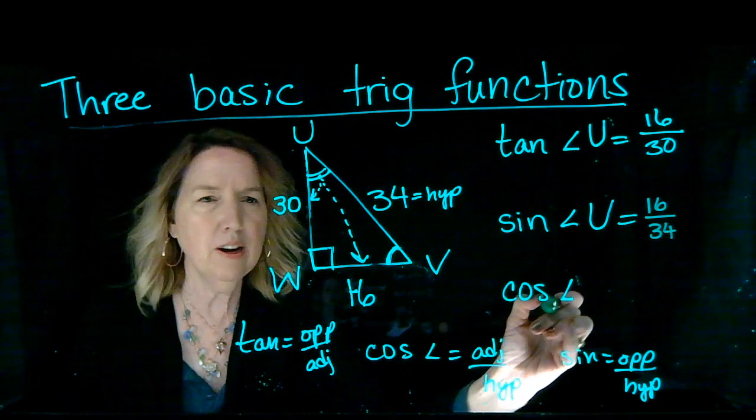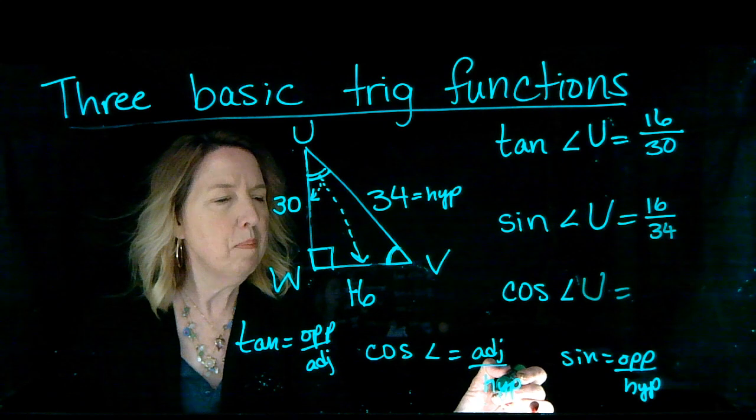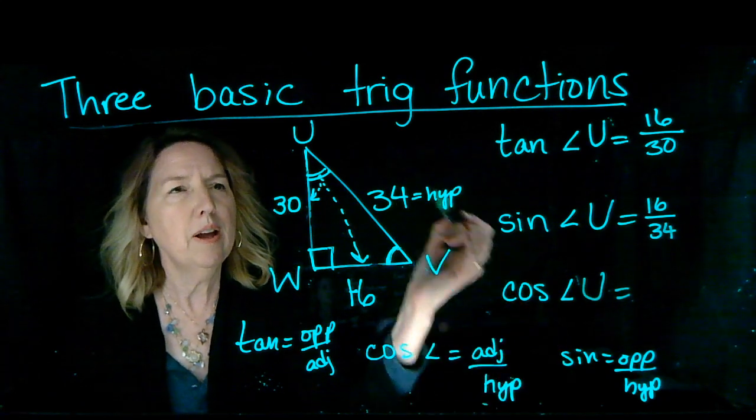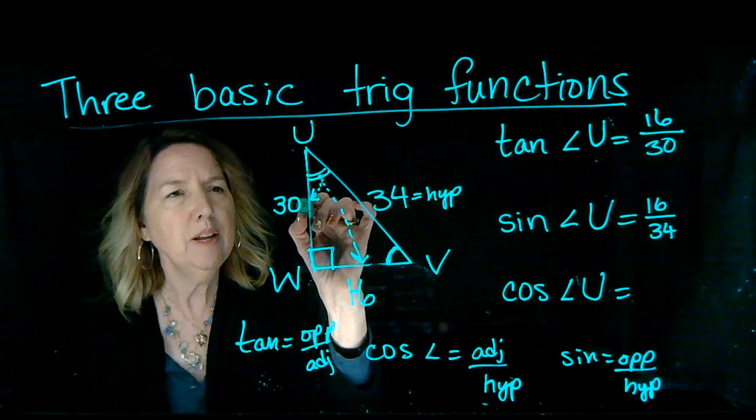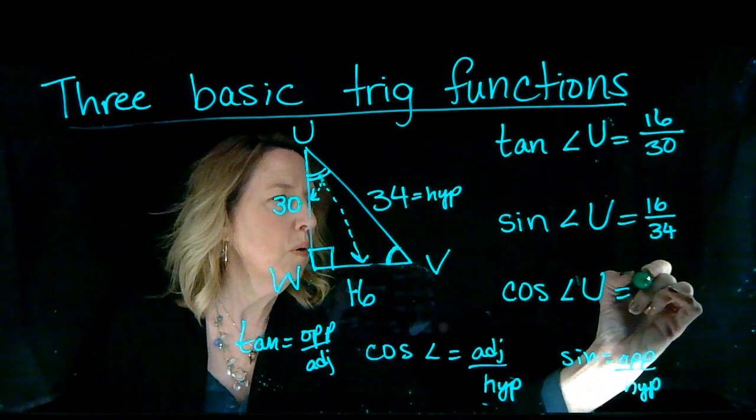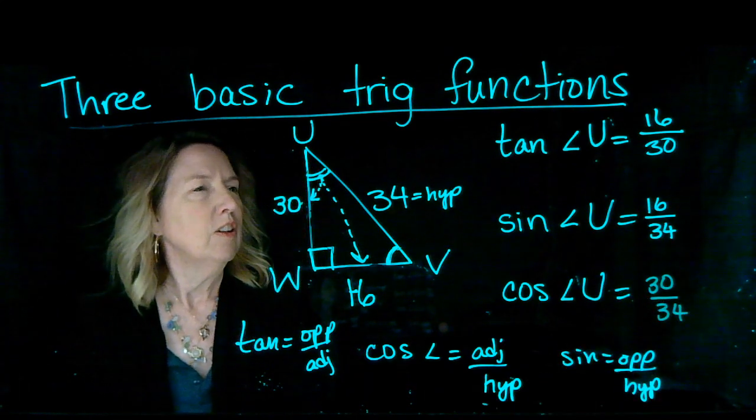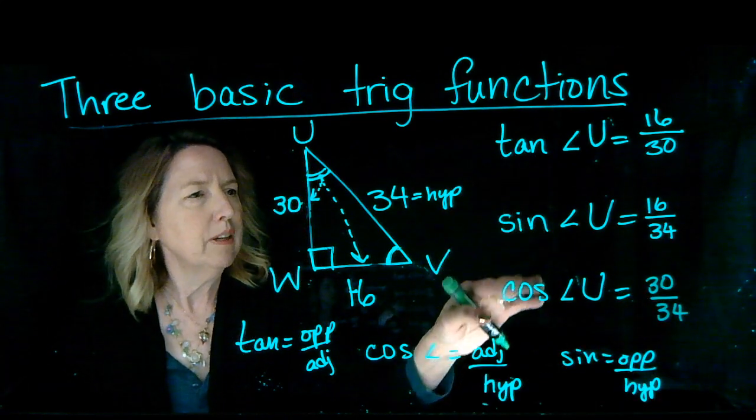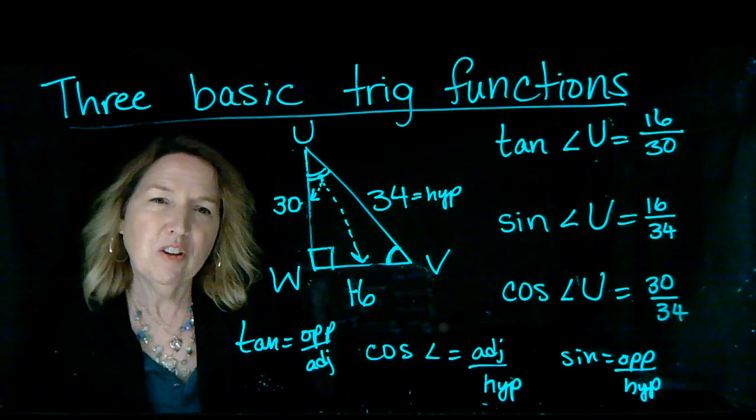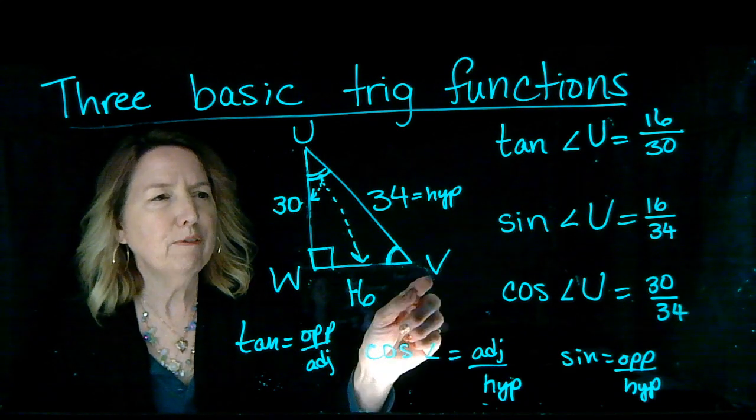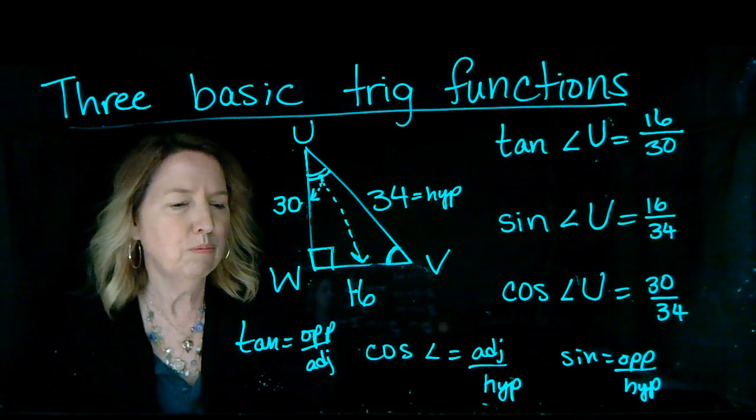Let's do the cosine of angle U. The definition is the adjacent over the hypotenuse. So I go to the angle of reference. The adjacent is now 30, and the hypotenuse is 34. So we have the basic trig functions from angle U, very similar to the basic trig functions from angle V. See, it depends on which angle you're referring to.